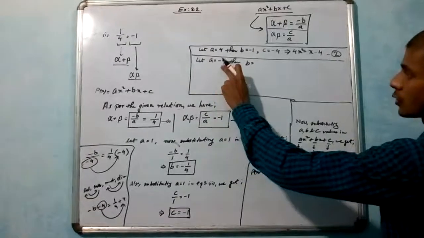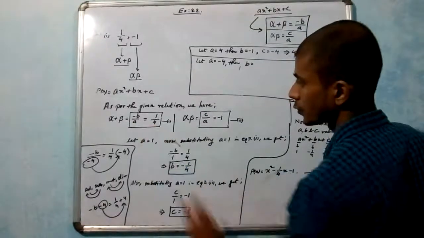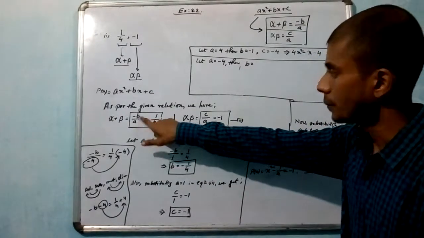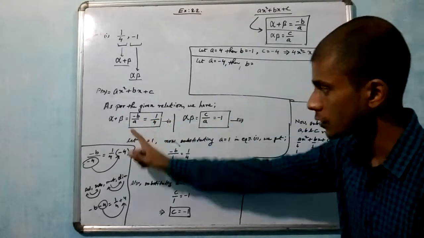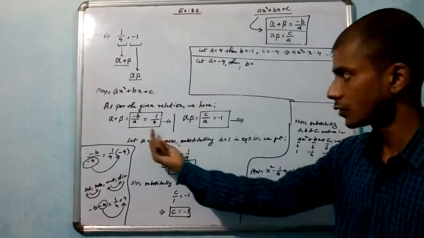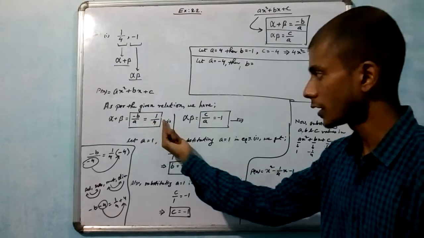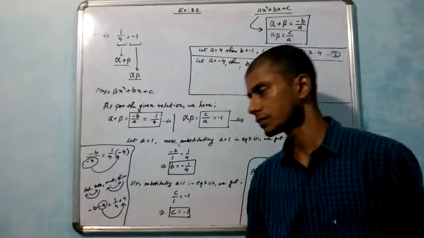Now what I told here, a is equal to minus 4. So we want what? b we want. So this minus 4 has to be sent to the other side, this side. So minus 4 will come and here it will go in multiplication or not?